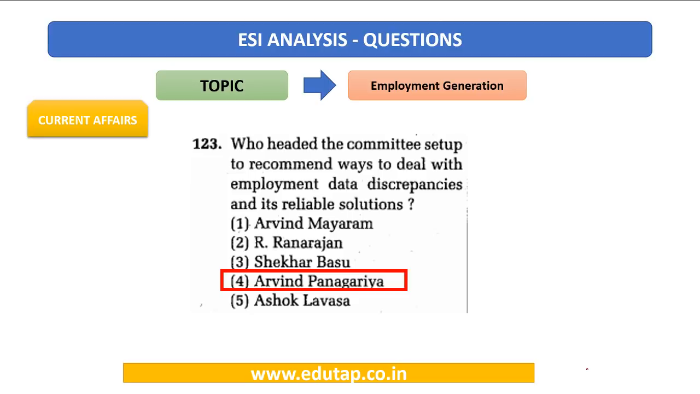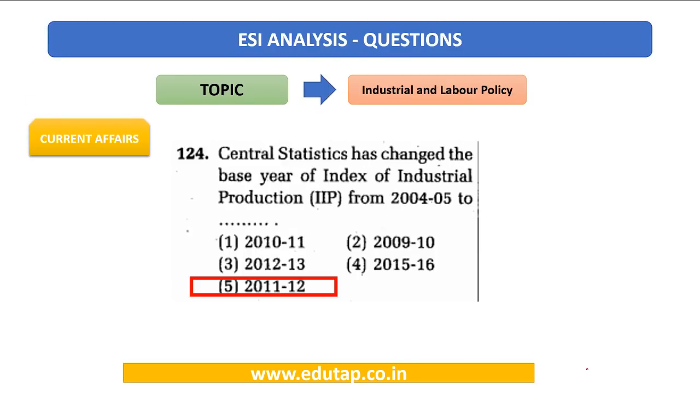Okay, so the next question is, Central Statistics has changed the base year of IIP, that is Index of Industrial Production, from 2004-5. So this was an important announcement, and the answer to this question is 2011-12. This can be mapped to the industrial and labor policy.